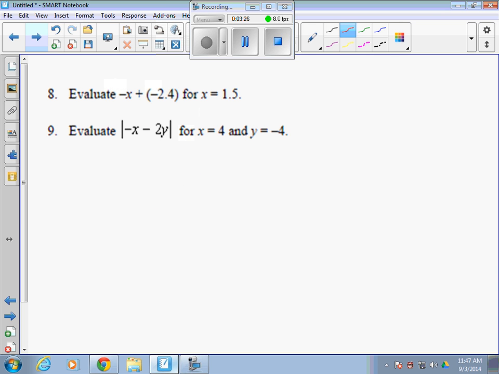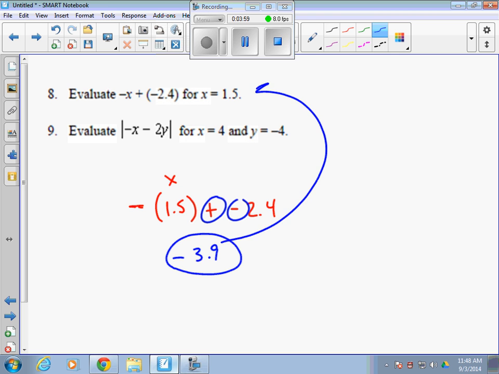Number 8 says to evaluate -x plus -2.4 when x's value is 1.5. So what you have here is negative, and then it's 1.5 as we're plugging in for x, plus -2.4. A negative plus a negative is the same thing as a negative minus. So it's like plus and negative is the same thing as subtract. So you're going to put these two together, -1.5 and -2.4, and you get -3.9 for number 8.